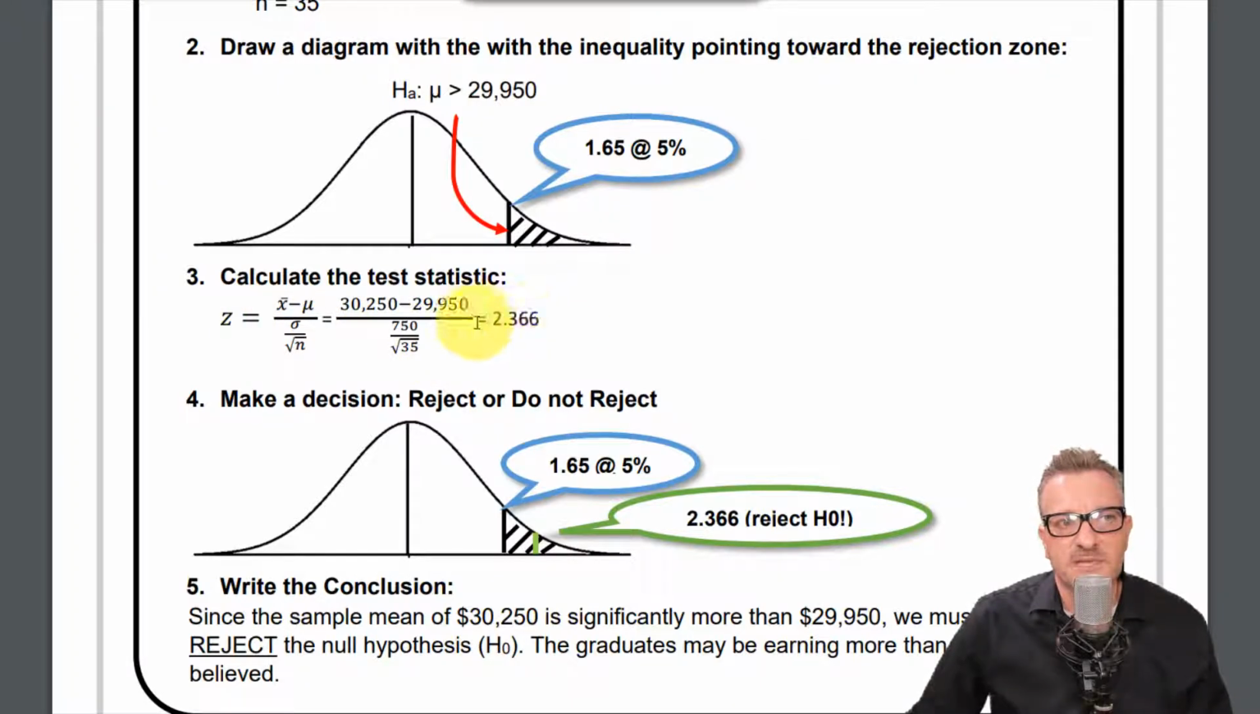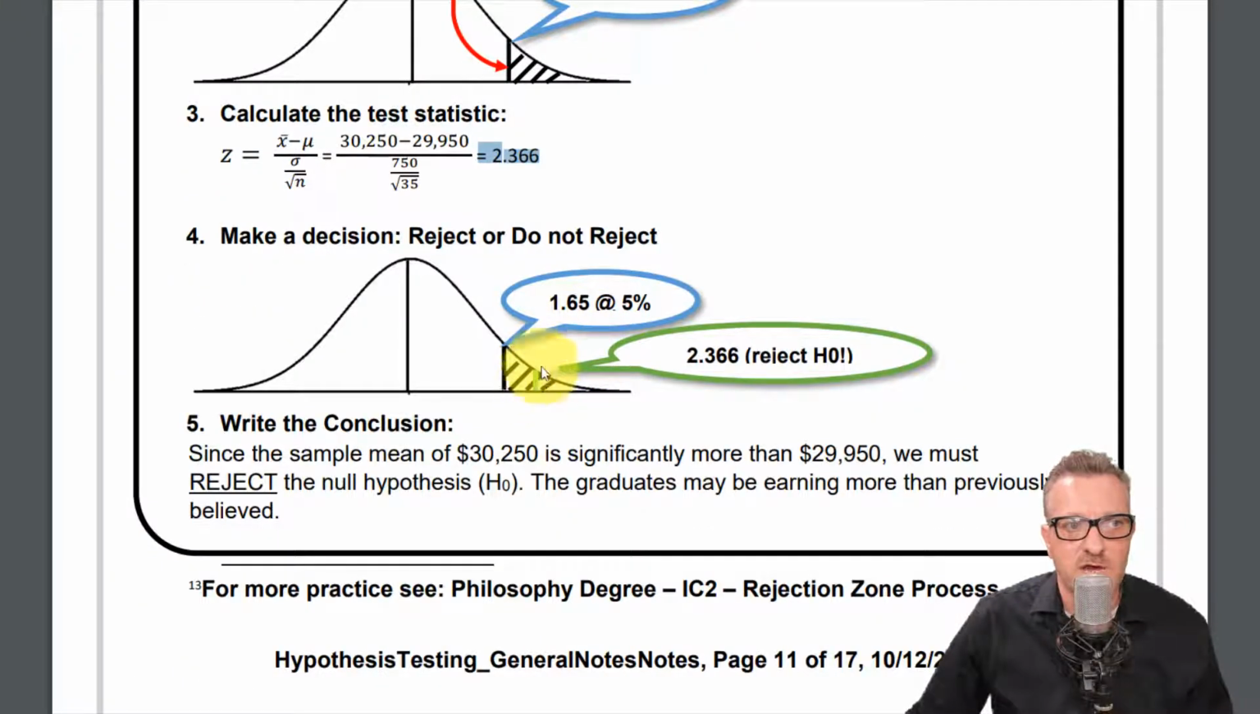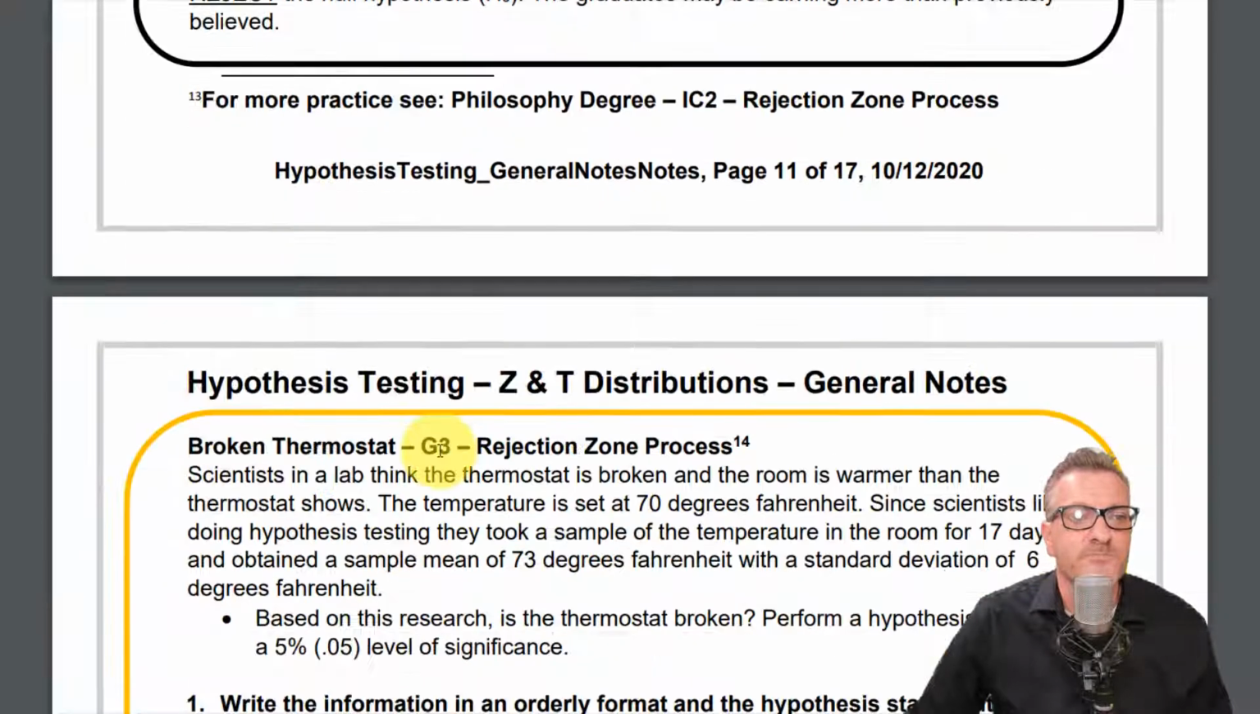So we end up with a z of 2.366, and it's positive, which only means that we're on the right-hand side of this distribution, and it is greater than 1.65, so it's going to be in the rejection zone, which is right here. So it says since the sample mean of 30,250 is significantly more than 29,950, we must reject the null hypothesis. The graduates may be earning more than previously believed. Okay.